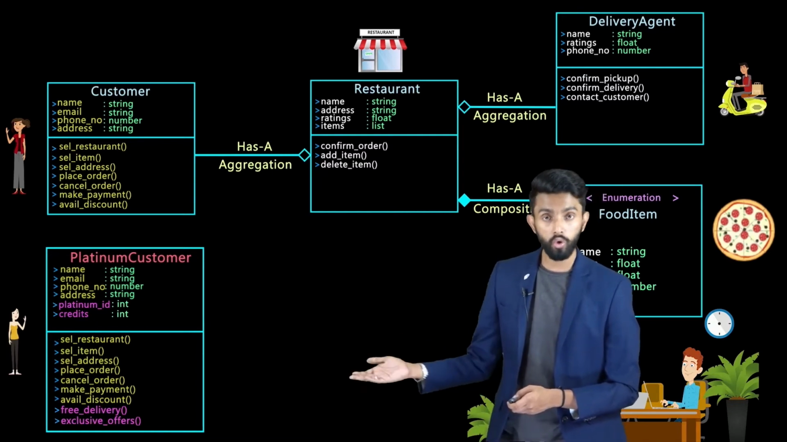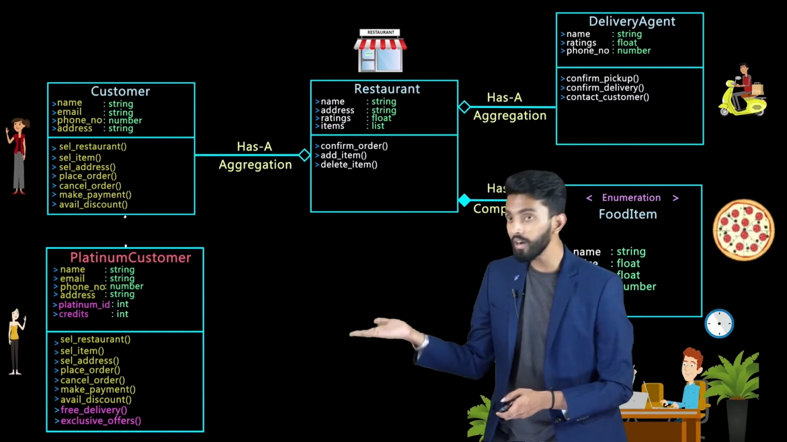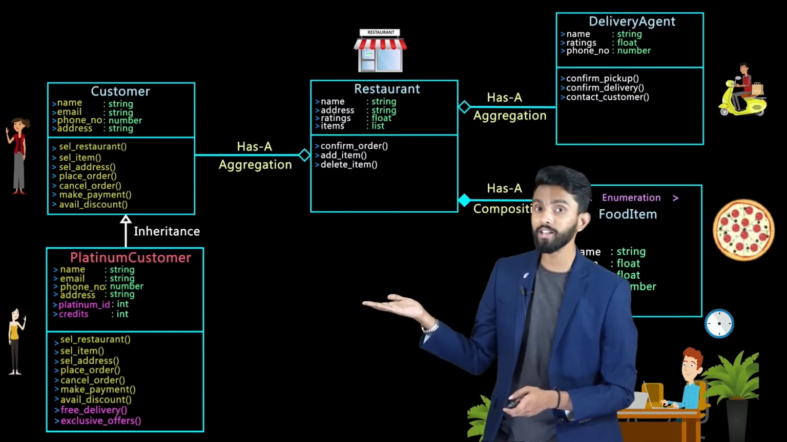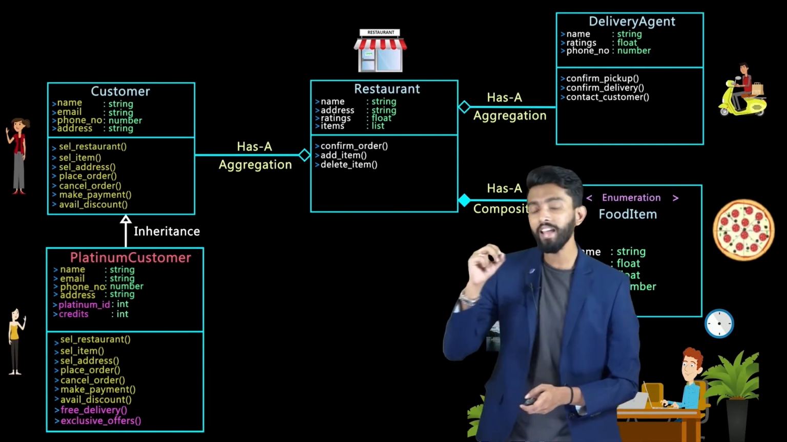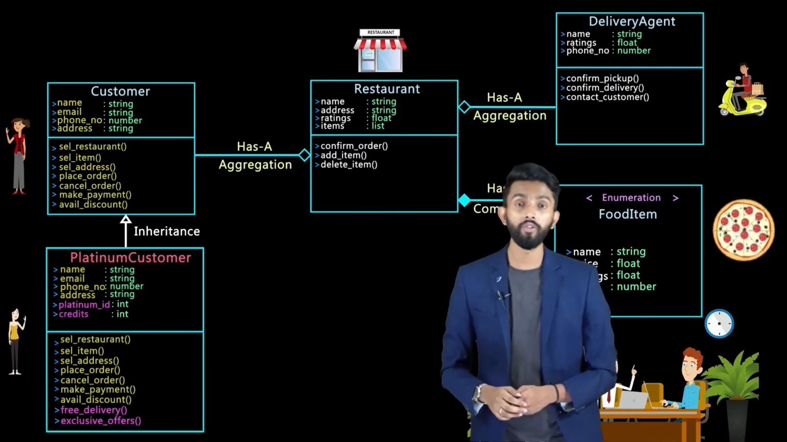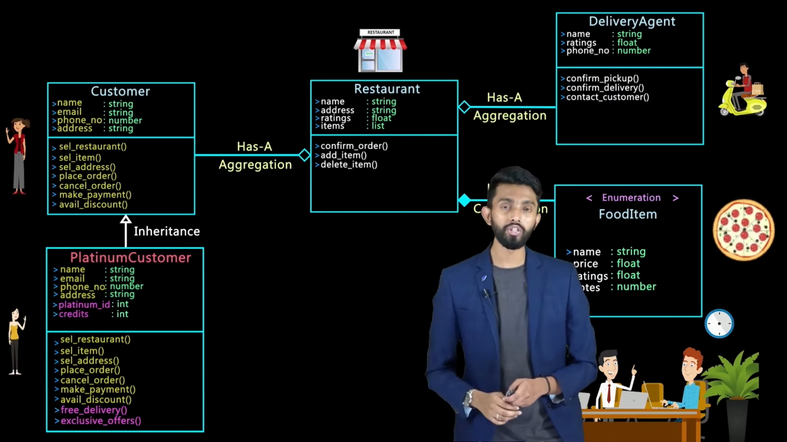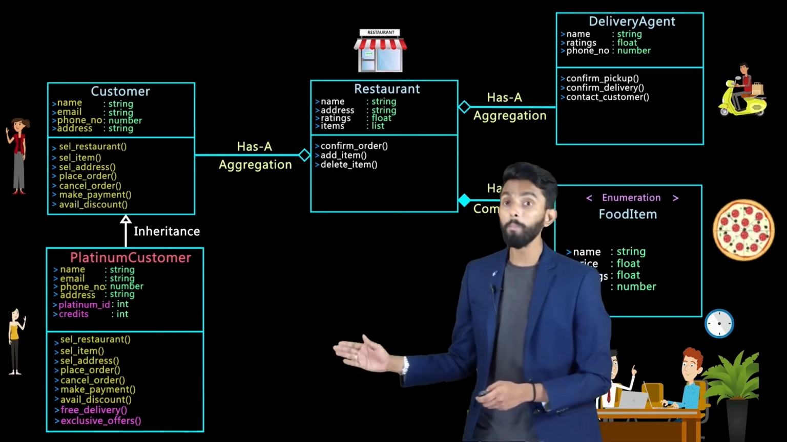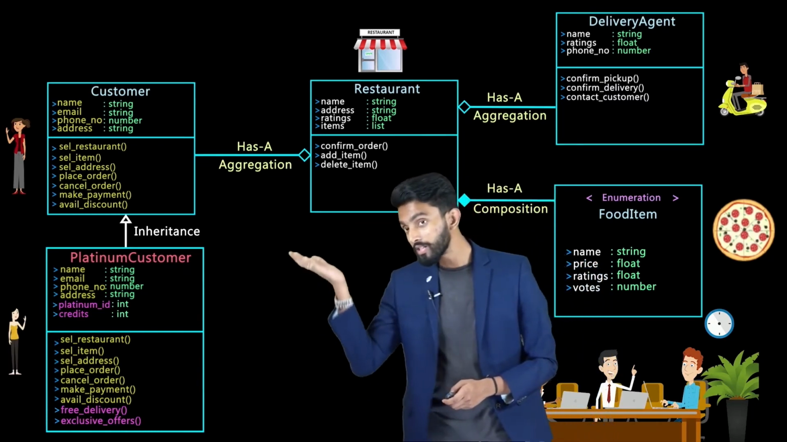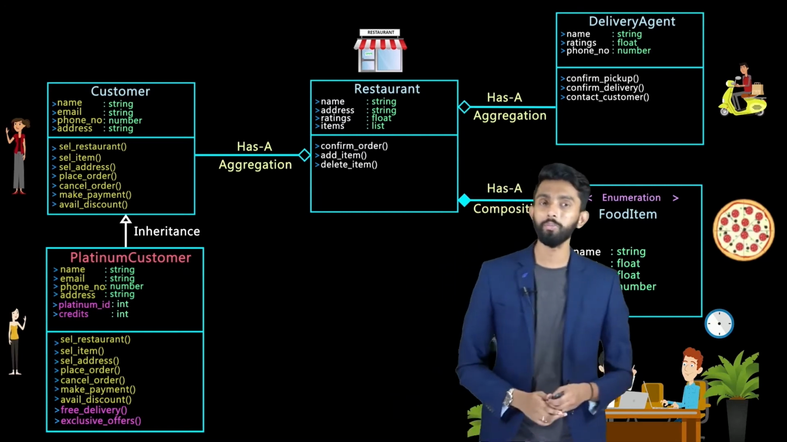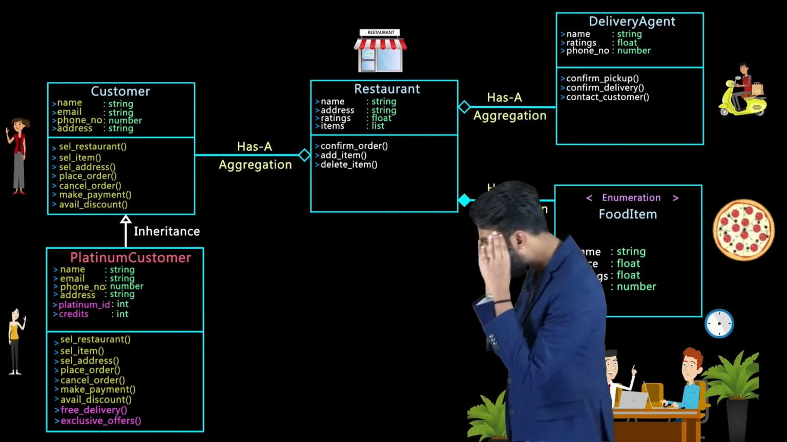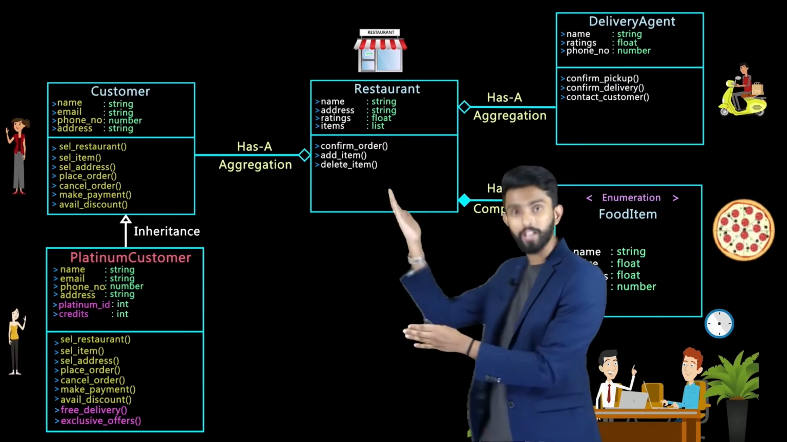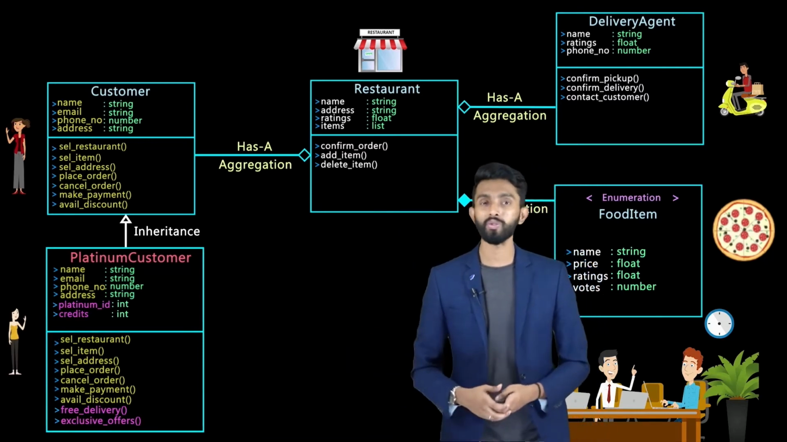If you do this, then such a relationship is that of inheritance, and inheritance is always referred to as an is-a relationship, because you can read it as: platinum customer is a customer. Wouldn't you agree with me? Yes, but there is something different about it. Yes, that difference you focus on. Rest you inherit, rest you reuse.